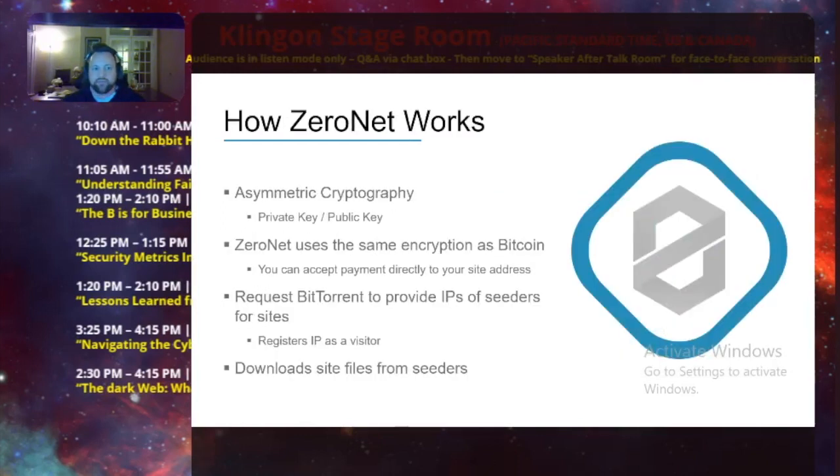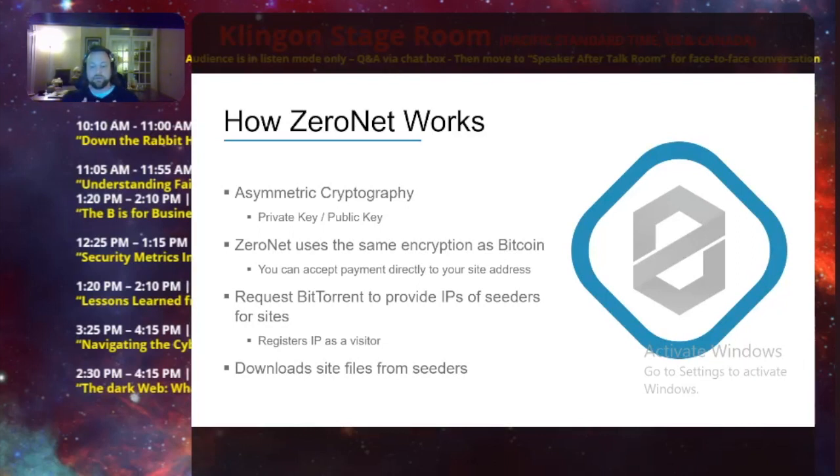ZeroNet asymmetric crypto, again, uses the same encryption as Bitcoin. You can accept payments. I said that. So during site creation, you, the node operator, are going to create two keys, one public, one private. That private key only you have, and it allows you to both sign and update new content for the site, and only you have it.